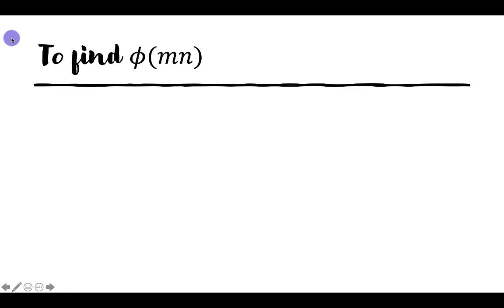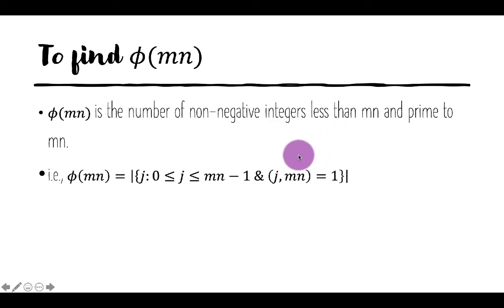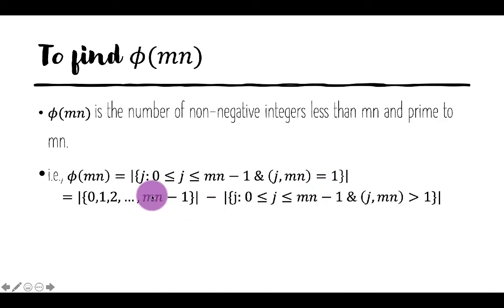To find phi of mn, let us recall the definition of Euler phi function. We know that phi of mn is the number of non-negative integers less than mn and prime to mn. So by definition, phi of mn will be equal to the number of j's in the range 0 to mn minus 1 which are relatively prime to mn. From this range 0, 1, 2, etc. mn minus 1, we will need to remove all those j's which are not relatively prime to mn. That is, we have to remove all those j's such that GCD of j and mn is greater than 1.